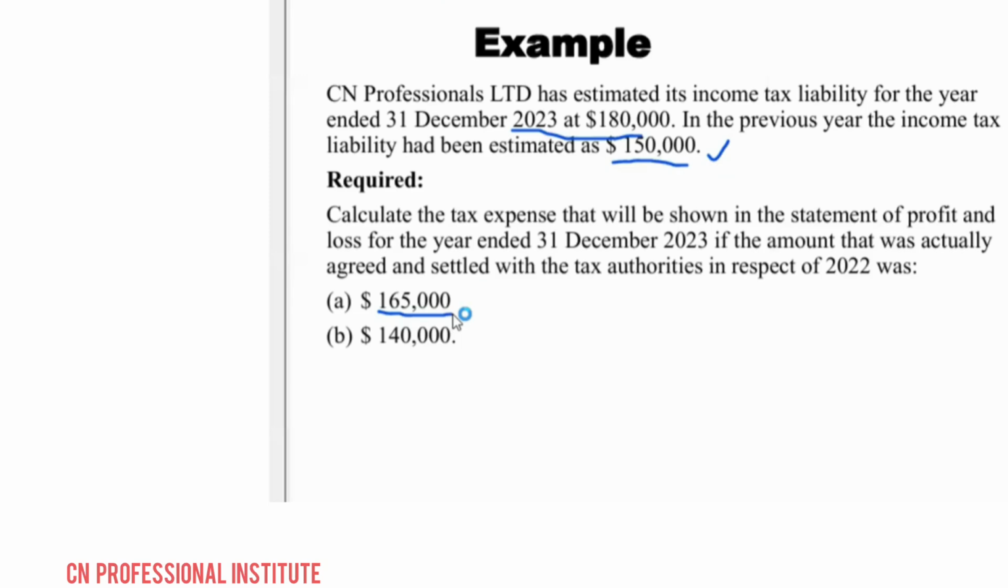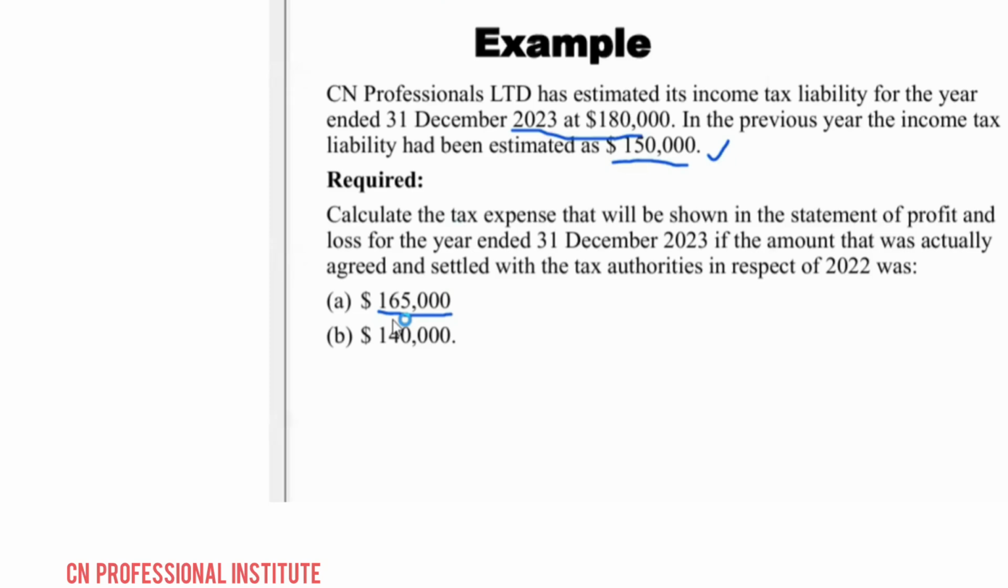So in this question, do we have under provision or over provision? They provided for 150. The tax authorities are saying they should pay 165. So in this case, they have under provided. Why is it under provision? Because they have estimated it to be 150, but it came out to be 165. So they have underestimated. So when it comes to 2023, the current year, you have to come and add it to the current year figure.